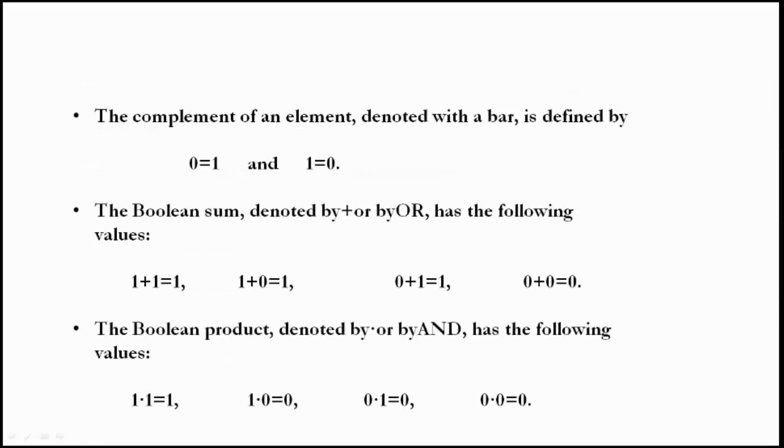So here, the complement of 0 is 1, and the complement of 1 is 0. The Boolean sum: 1 plus 1 is equal to 1, 1 plus 0 is equal to 1, 0 plus 1 is 1, and 0 plus 0 is 0. The Boolean product: 1 into 1 is 1, 1 into 0 is 0, 0 into 1 is 0, and 0 into 0 is 0.